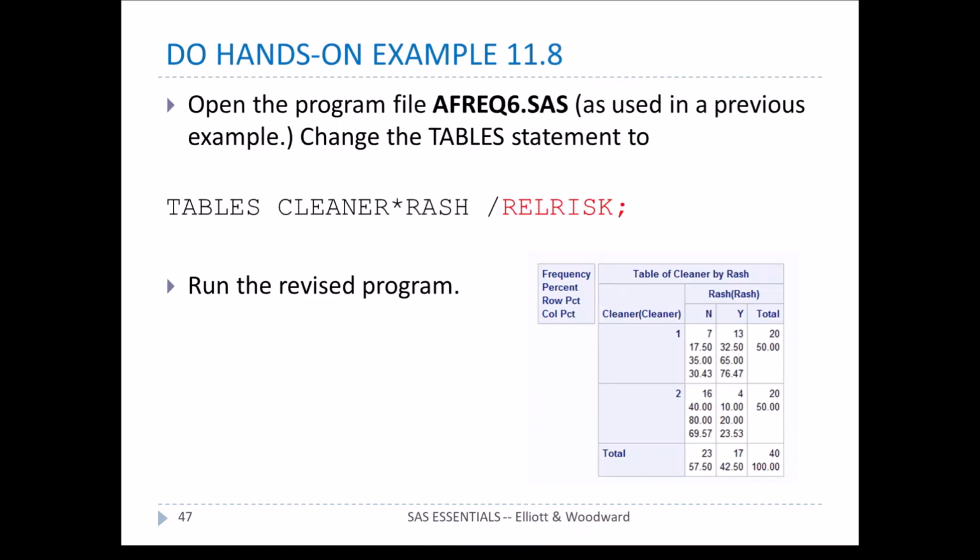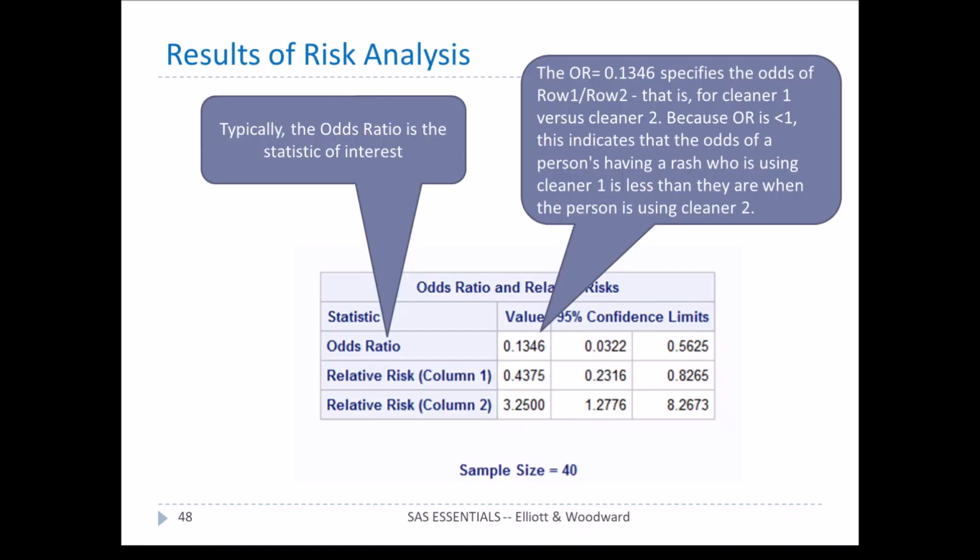So if we go back and look at the data, we can look at cleaner 1, 7 to 13 versus 16 to 4. So again, we see visually that this is exactly the case, that someone using cleaner 1 has less risk than someone using cleaner 2. There's more about this in the text, and I encourage you to follow along there.